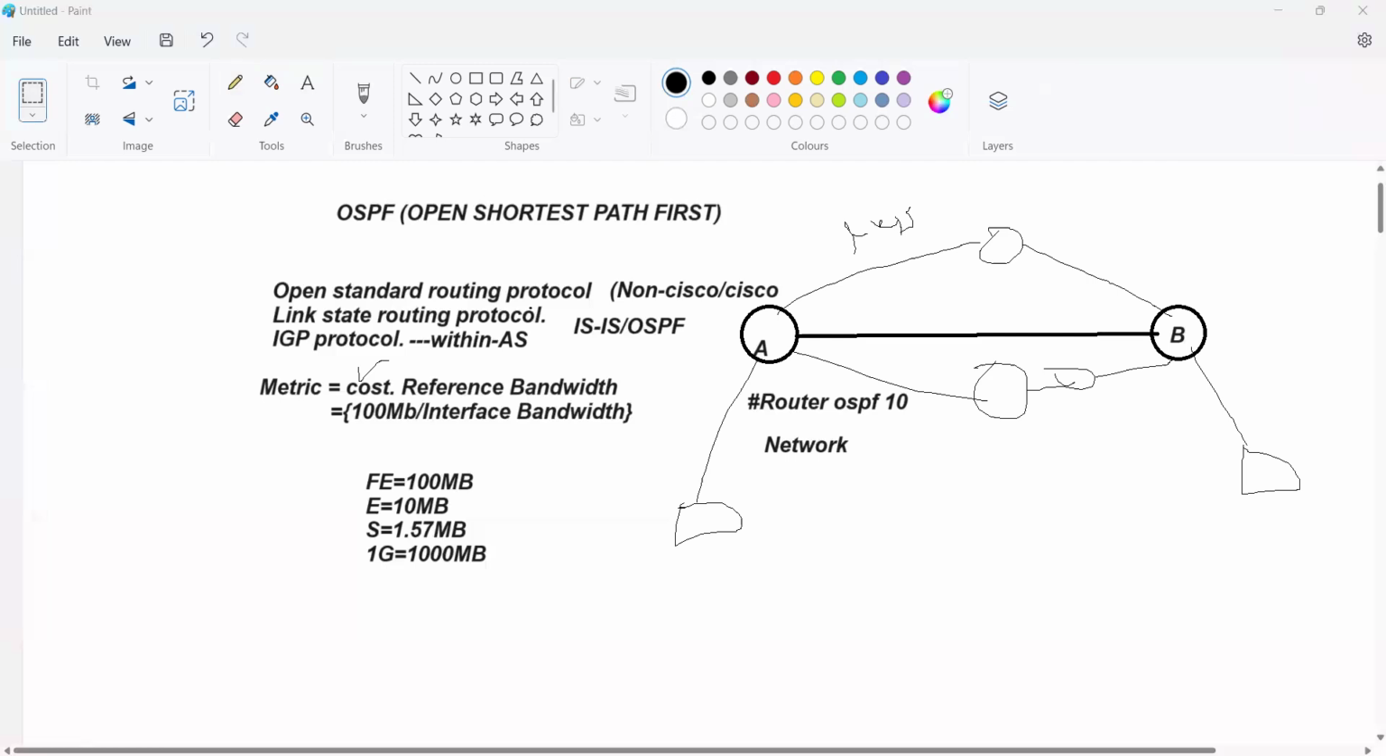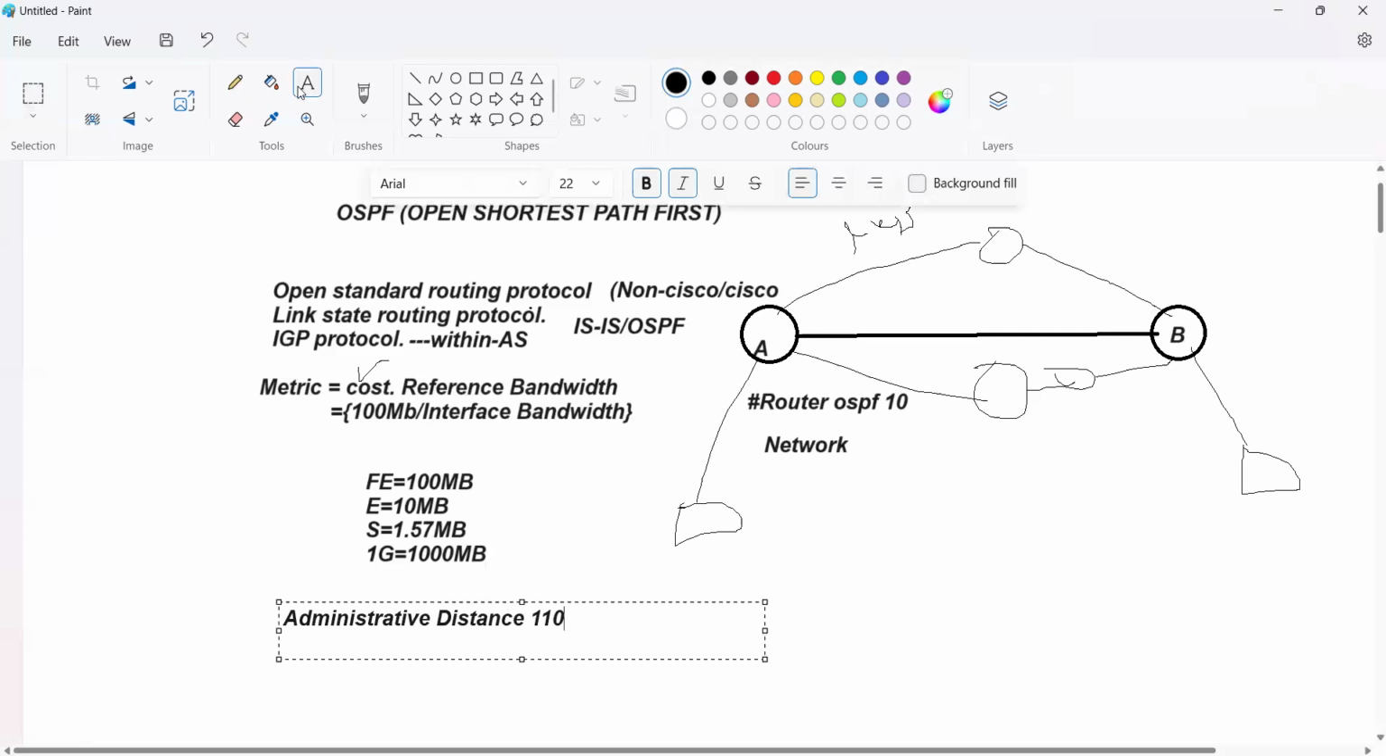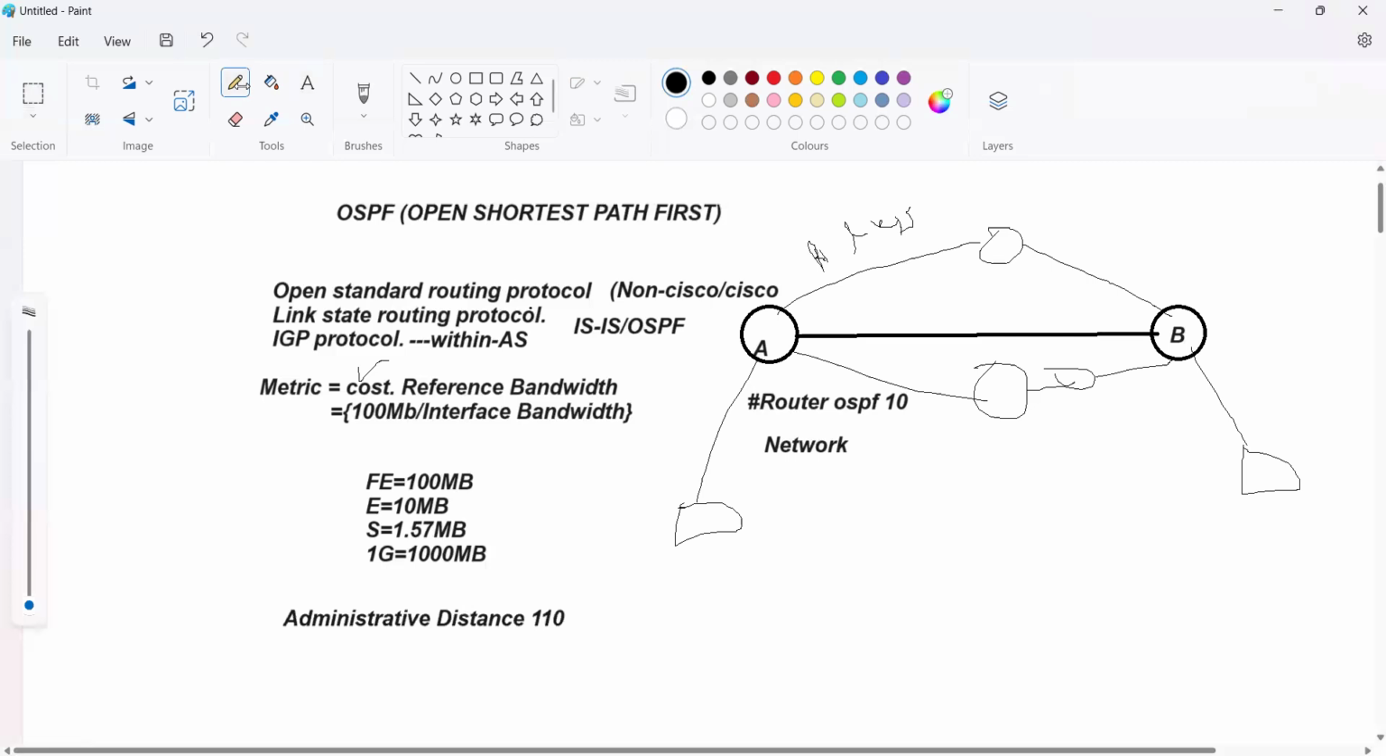It will be used as an AD value, that is administrative distance value 110. The router will select the best path based on the AD value also. Here we configured OSPF, and 110 administrative distance is the default. Every routing protocol has a different AD value.